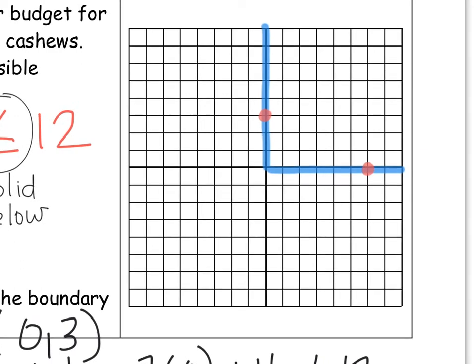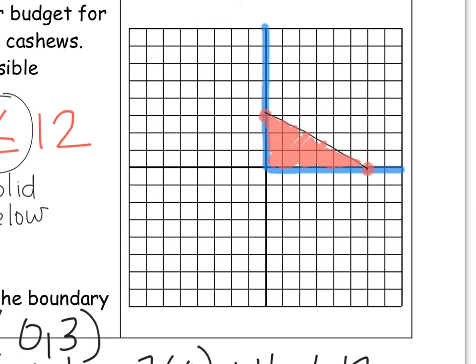So here's my boundary line. Again, I just need to stay in quadrant 1, and I'm going to shade everything below that line because it's less than or equal to. So I'm going to shade everything in here. Okay, so now we have our graph.